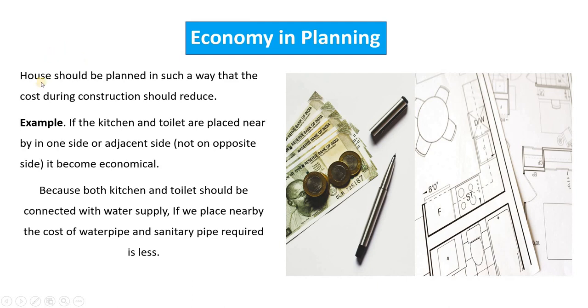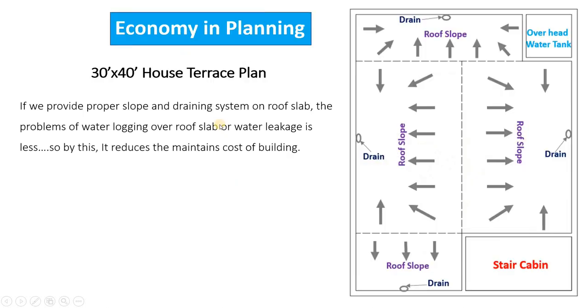Next is economy in planning. Houses should be planned in such a way that the cost during construction should be reduced, and after the construction the maintenance should also be reduced. Example, if the kitchen and toilet are placed nearby on one side of the wall or adjacent side, not on the opposite side, it becomes economical. How does it become economical? Both the kitchen and toilets should be connected with water supply. If we place them nearby, the cost of water pipe and sanitary pipe required is less, so it becomes economical.